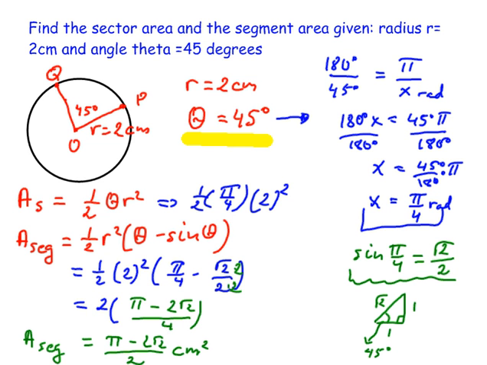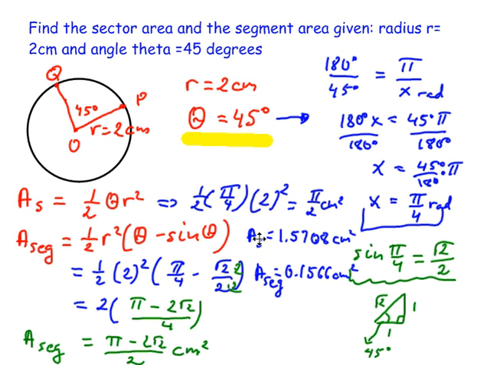Go back and simplify the area of the sector here. So this is 4 divided by 4, which is 1. So this is just pi over 2 centimeters squared. So now pi represents a real number. So you would have to use a calculator if you want to change this to a decimal number. So using the calculator, this is the area of the sector in centimeters squared. This will be the area of the segment.